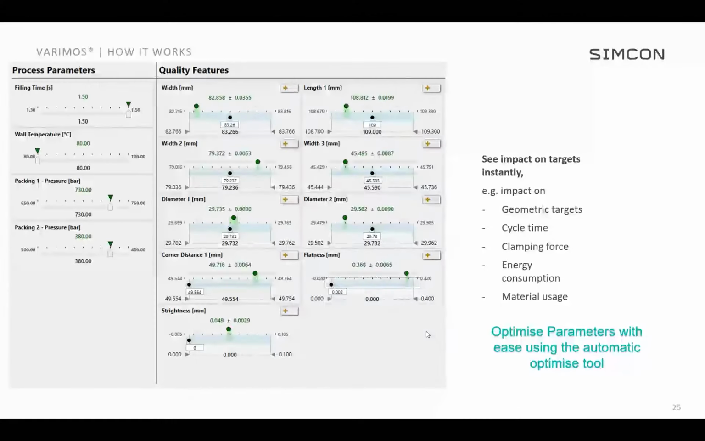Just a quick look at the Varimos interface here. We can see some of the process parameters that we're iterating on as such, with quality features that we want, to figure out what the best outcomes are here. It's a really nice, simple interface with toggleable options. It also has the ability to optimize these variables for the best outcome as well. So a really nice, simple system of working here.